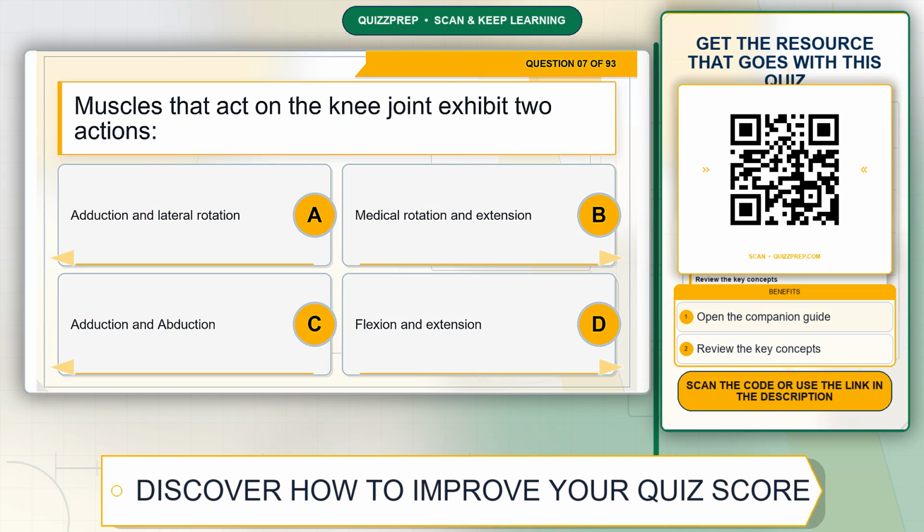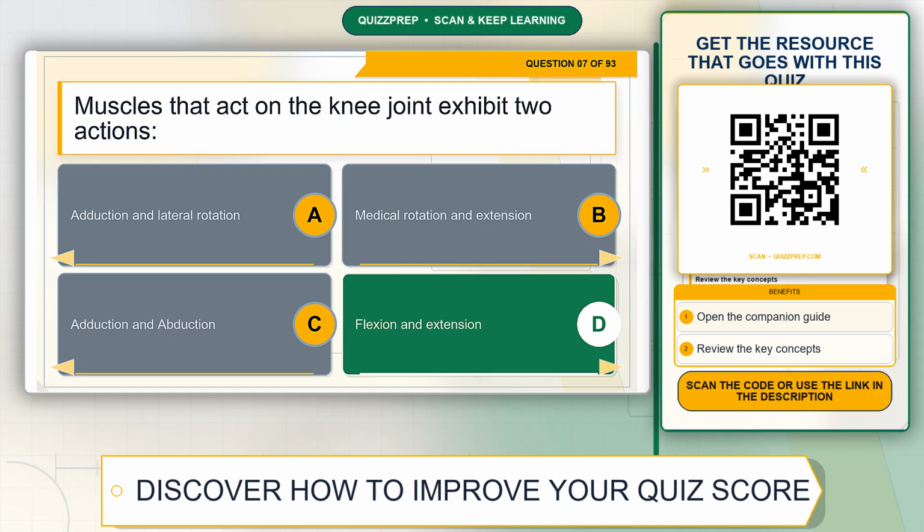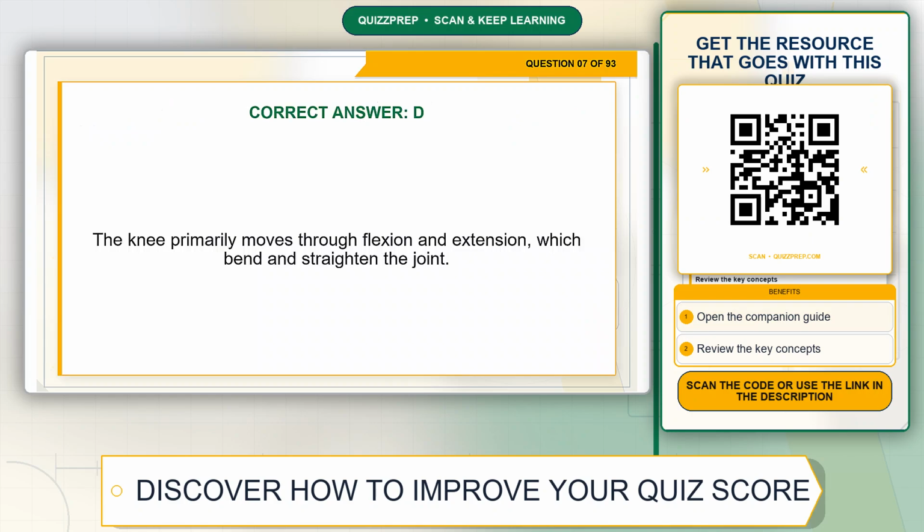Question 7. Muscles that act on the knee joint exhibit 2 actions. Option A, adduction and lateral rotation. Option B, medial rotation and extension. Option C, adduction and abduction. Option D, flexion and extension. The correct answer is option D, flexion and extension. Explanation: the knee primarily moves through flexion and extension, which bend and straighten the joint.